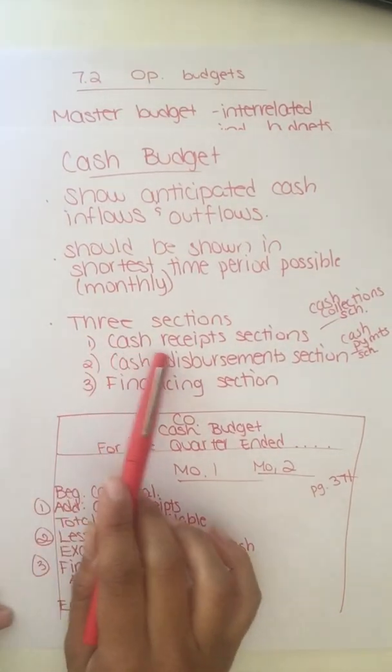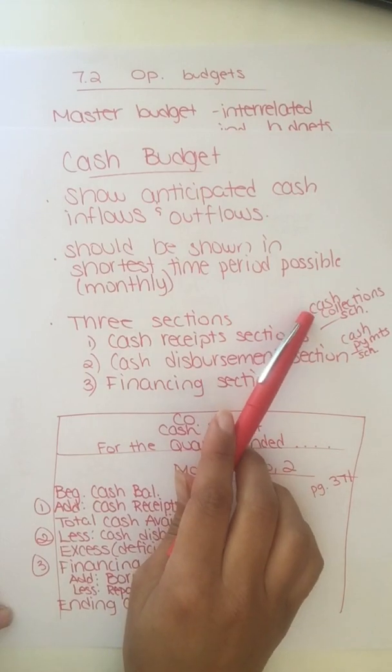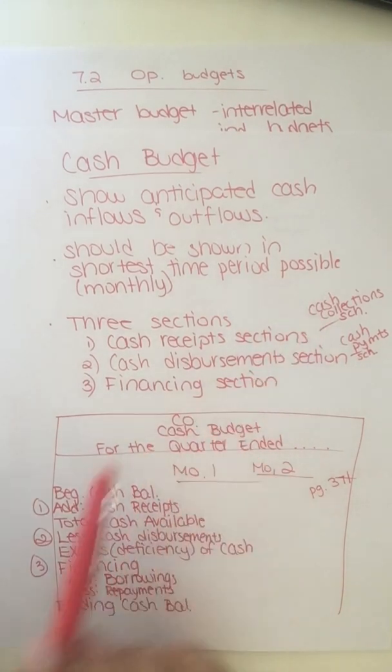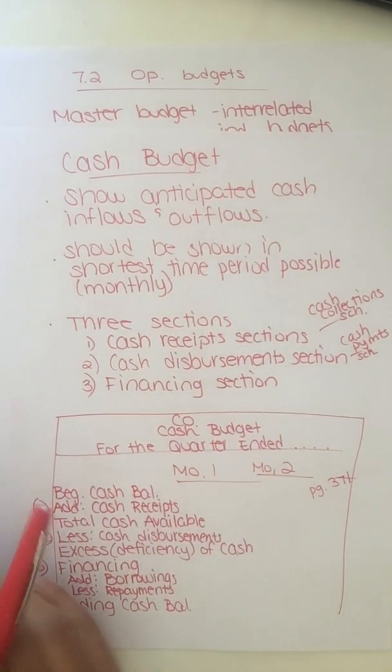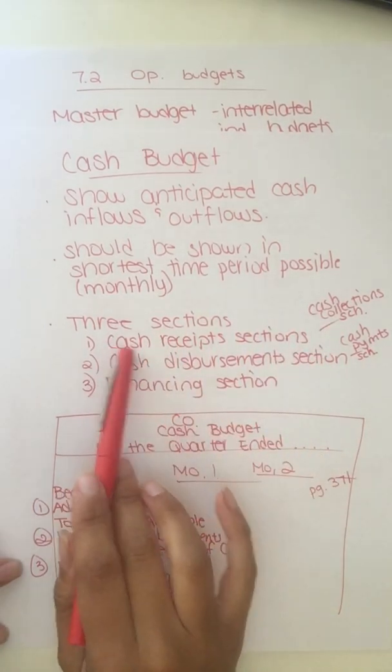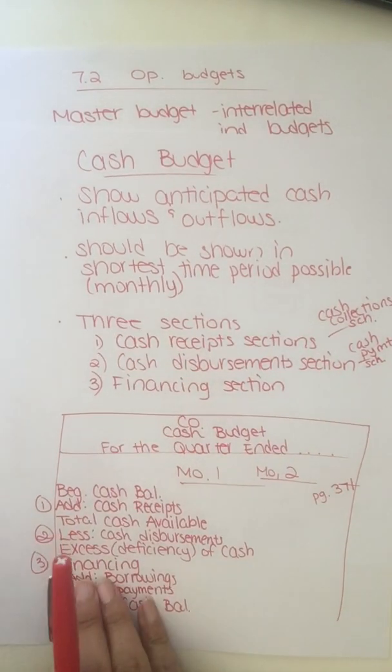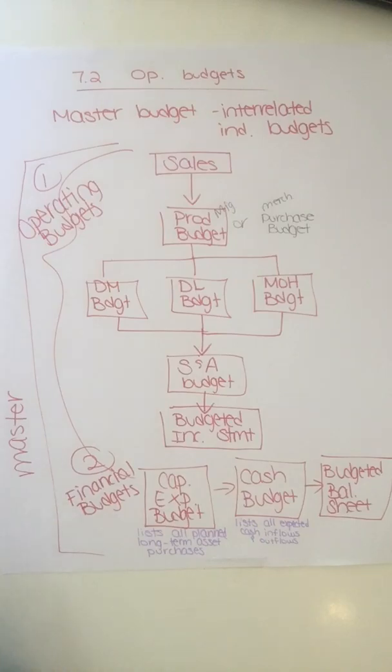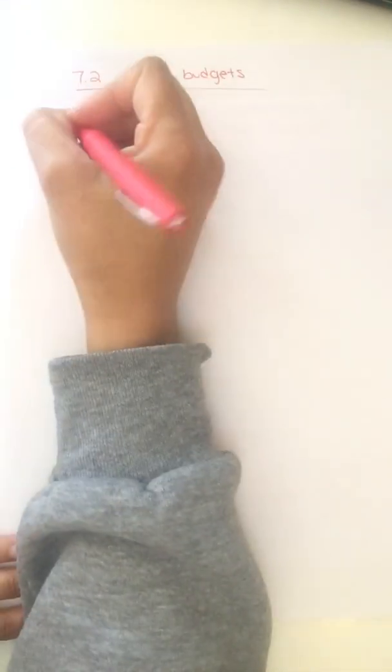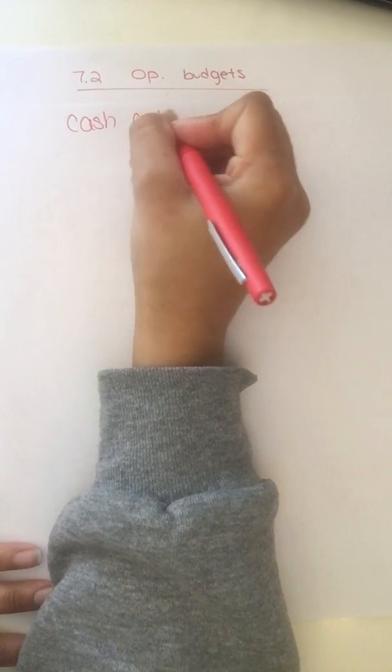So first, we're going to go through cash receipts, specifically that cash collections schedule, since it is a large part of the cash receipts section. That cash collection schedule is done off location. It's not in the cash budget. It's just a working paper.